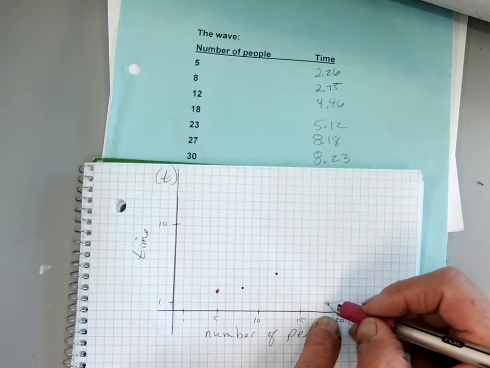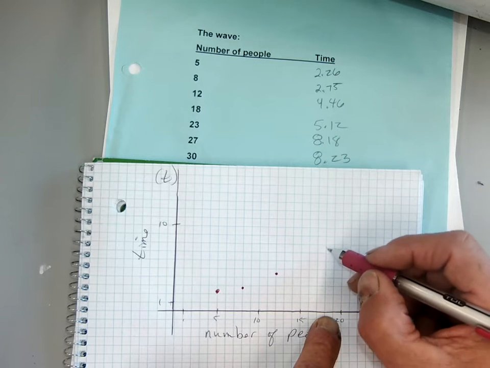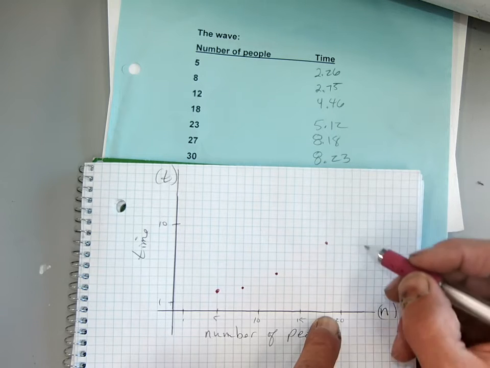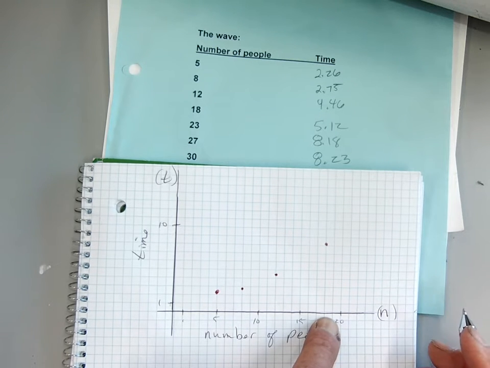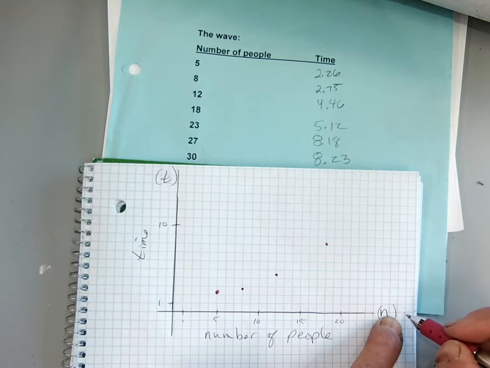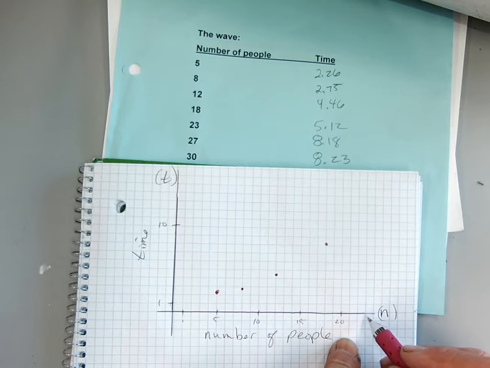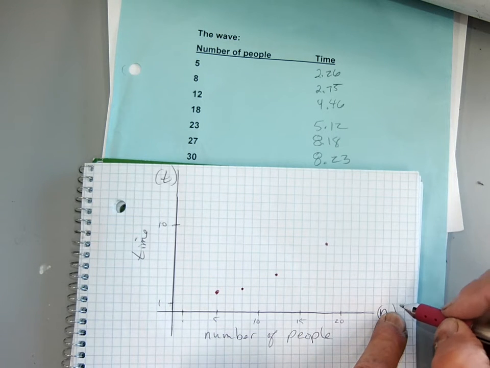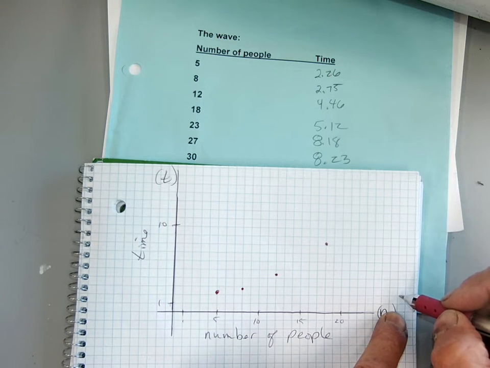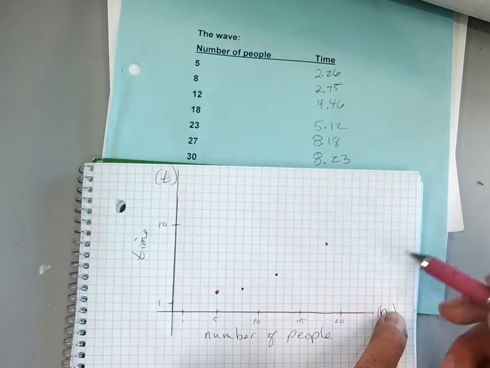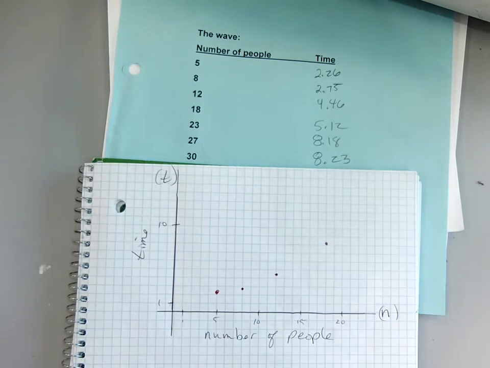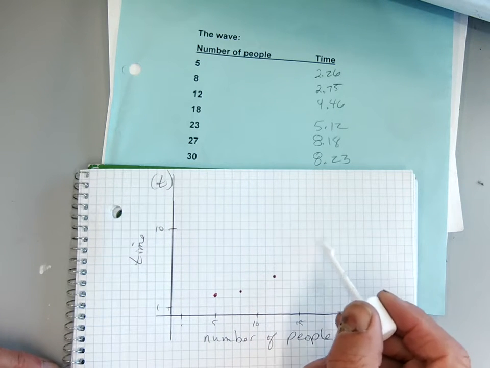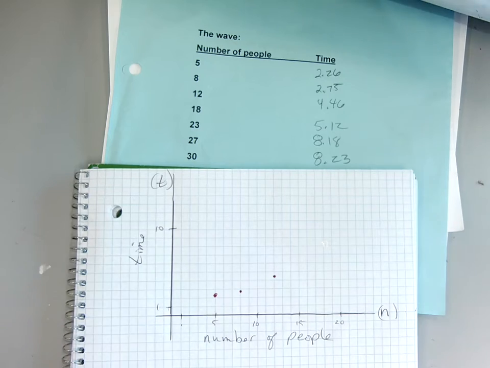1, 2, 3, 4, 5, 6, 7, 8. I'm going to have 27. 1, 2, 3, 4, 5, 6, 7, 27. And an 8. 1, 2, 23. Oh, I'm off. Uh-oh. See, I already made a mistake. Better fix this. That looked like it wasn't quite on. I got the wrong point. That's why I have 3 bottles of whiteout. I make a lot of mistakes.